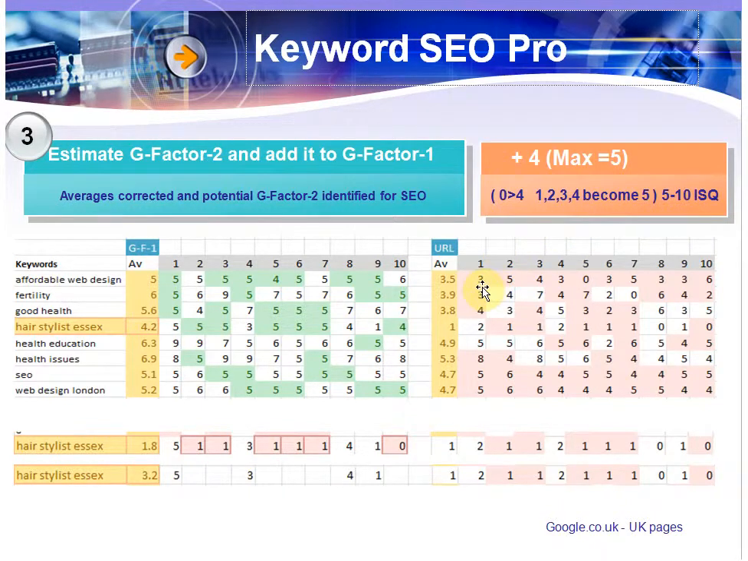We can see that for this web page it has a page rank of 3. We add 2, making it 5. And the cell here is highlighted in green to show that an addition has been made. This web page has a page rank of 0. We add 4, bringing it up to a level of 4. This page has a page rank of 6. No addition is made, and the corresponding G-Factor 1 cell remains 6, and as no addition has been made, the cell is not highlighted.